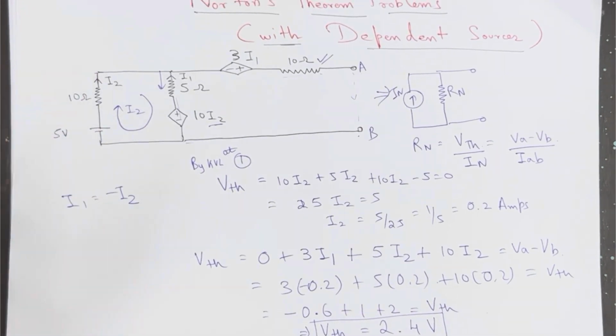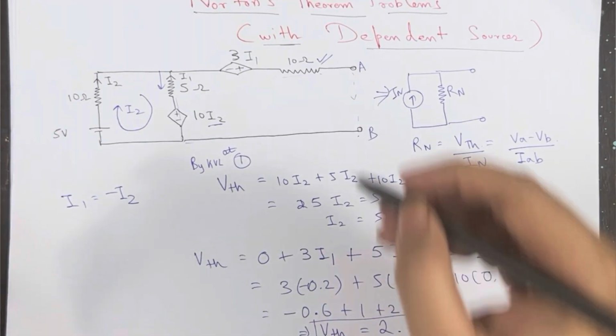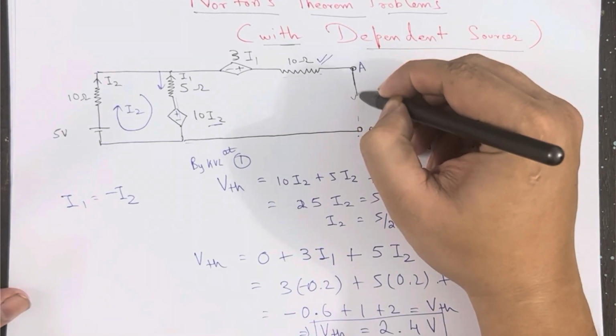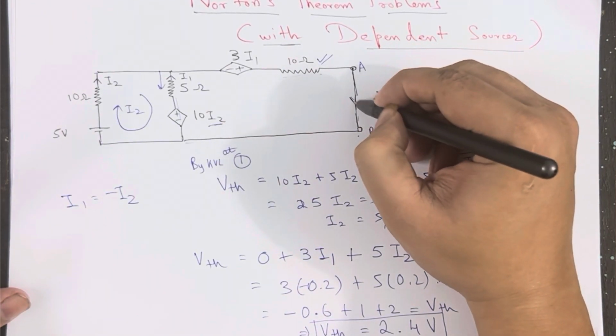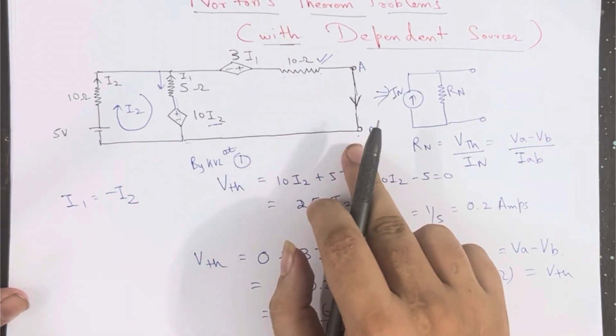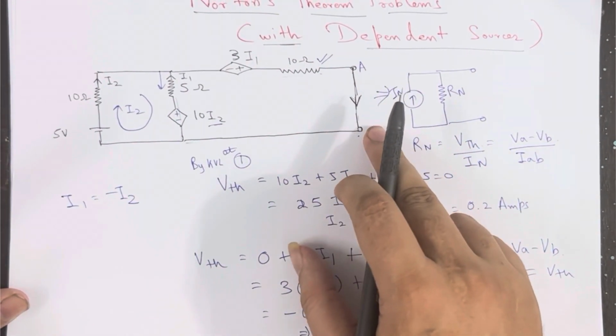In order to find IN, I will short circuit A and B, and I will write down the equations.